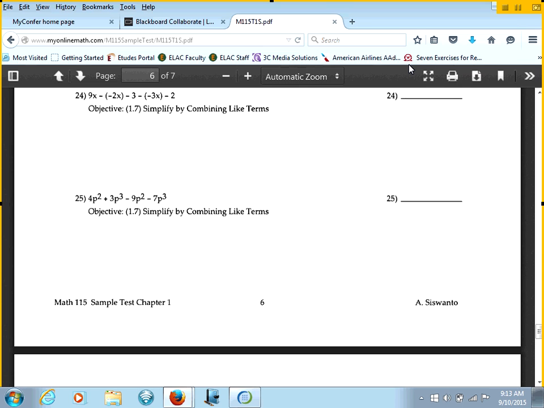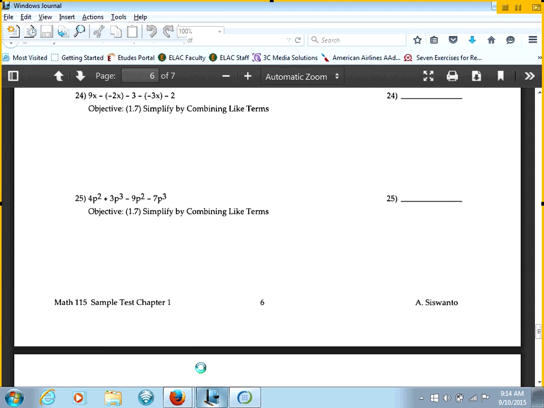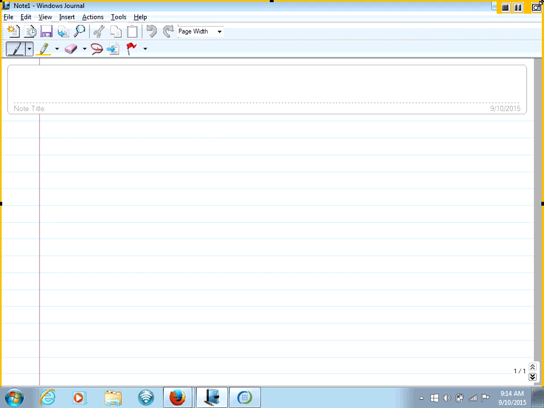Let's do the order of operations. This is the most important section of chapter 1. So if you see on your sample test, you will have a lot of order of operations. Maybe 5, 6, 7, I don't remember. But let's start. Now, 1.8 is the order of operations.